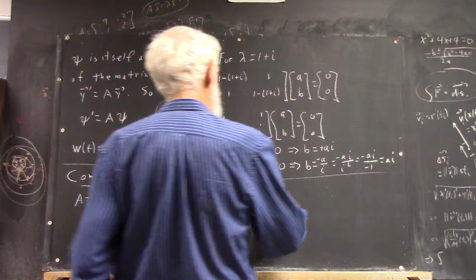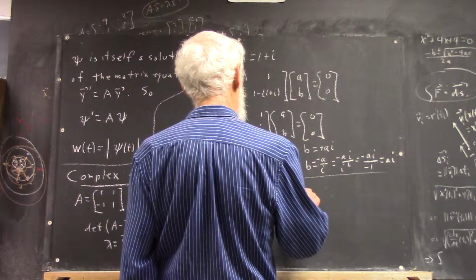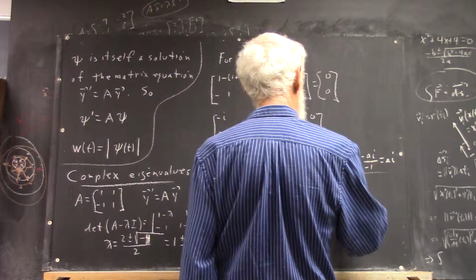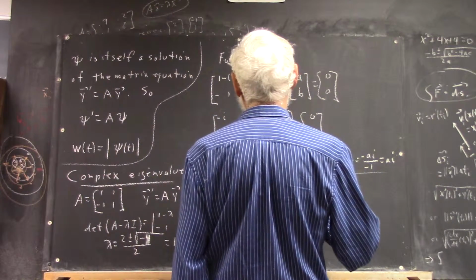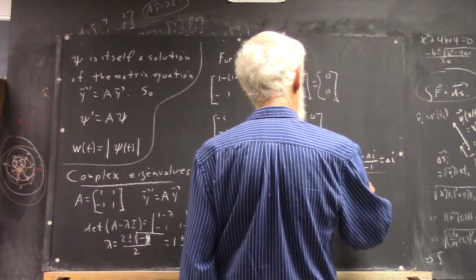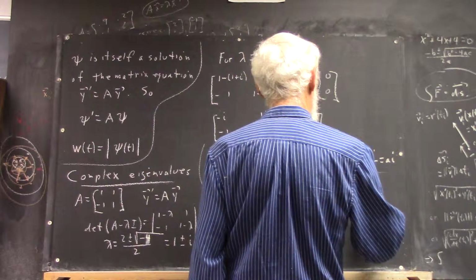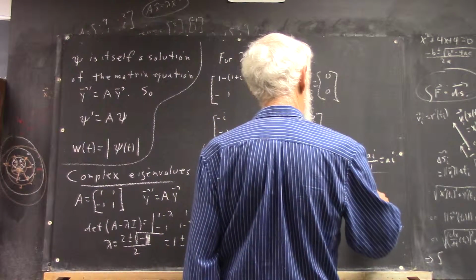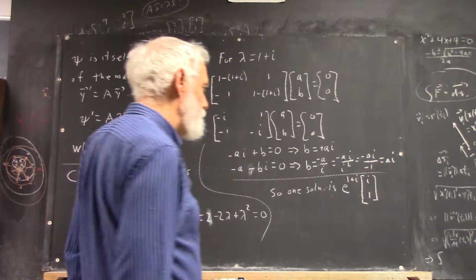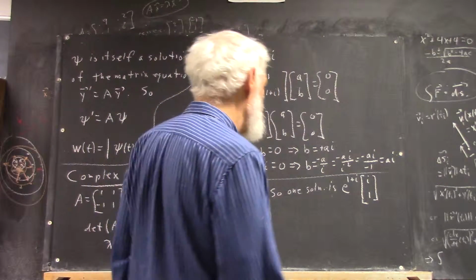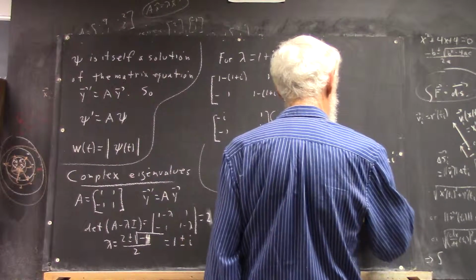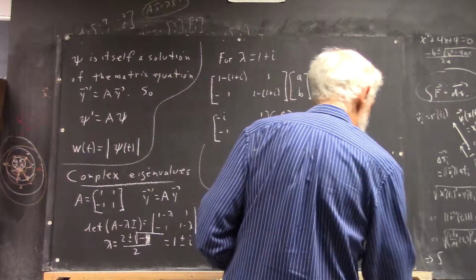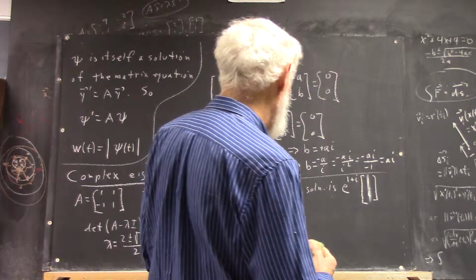So one solution is e to the (1 plus i) t times... I got it backwards. Now it's all smudged. Okay, that reads 1, i.